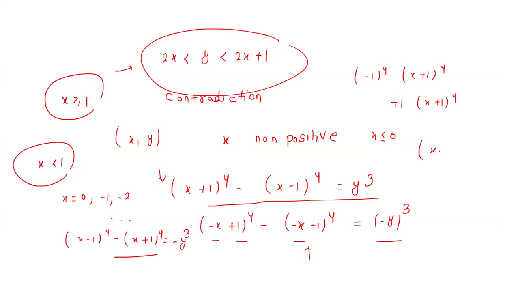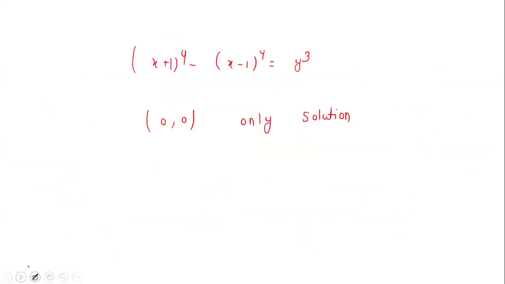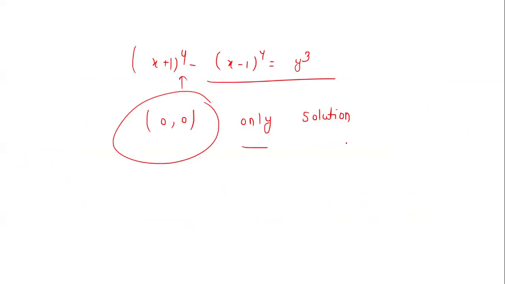So we can say that if (x, y) is a solution, then (-x, -y) is also a solution. But we see that for x greater than or equal to 1 there is no solution. So for x less than or equal to -1 there is also no solution, because if (x, y) is a solution then (-x, -y) is also a solution. But for x greater than or equal to 1 we found that no solution is possible, so for x less than -1 there is also no solution possible. So the remaining case is (0, 0), which satisfies this equation. So (0, 0) is the only solution of this equation, and in this way we can solve this.